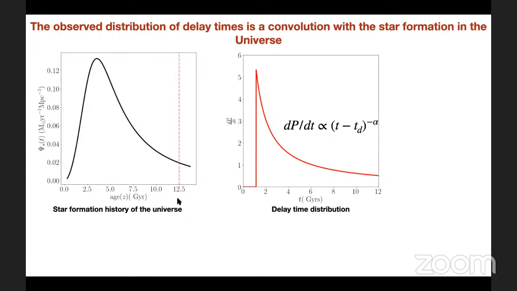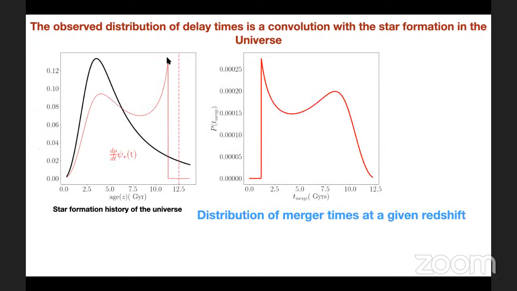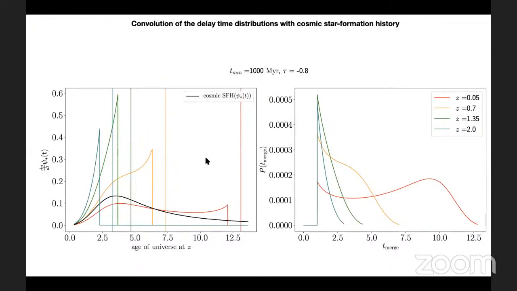So at any time, suppose we wanted to measure the distribution of merger times of all binaries merging within a co-moving volume at a given redshift, say, a redshift of 0.05. We could simply evaluate the convolution of the delay time distribution and the star formation history, and we would get the distribution of merger times of all possible mergers taking place in the co-moving volume at that given time in the universe, which is shown here in the right panel. Of course, you can go out to different redshifts and measure the same quantity, and you would end up with different distributions of merger times at different epochs in the universe.